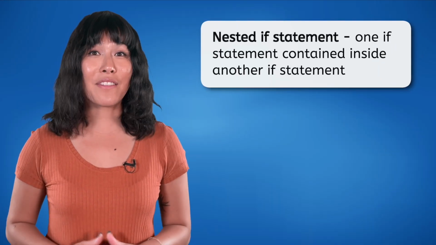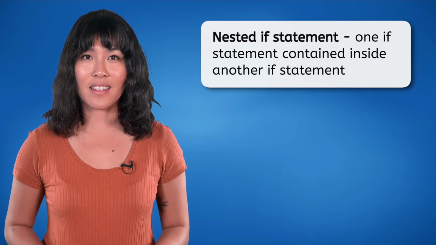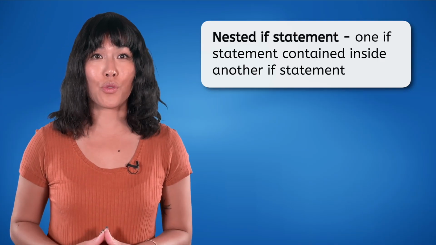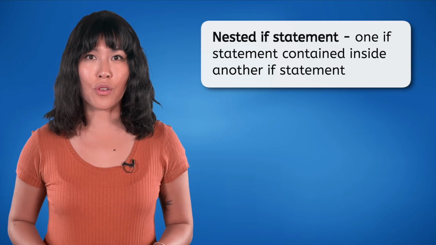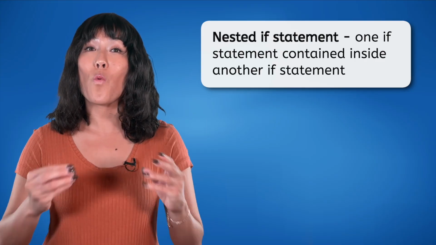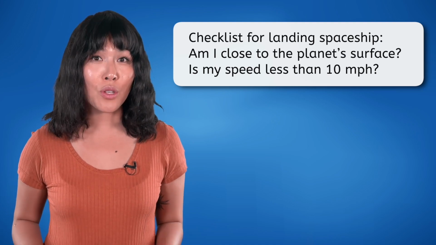A nested if statement has one if statement inside of another if statement. If the first if statement is true, the second if statement is tested. If that one is true, then we execute the code within that statement. For example, if I was trying to land my spaceship, I need to check two things.